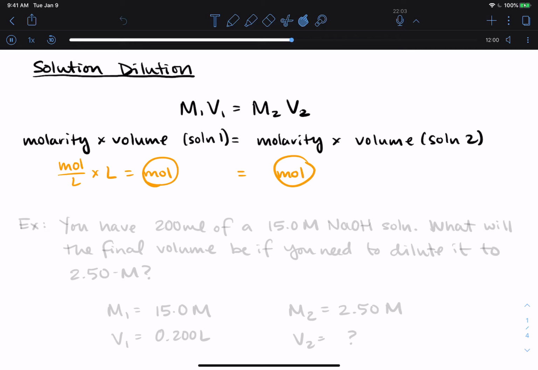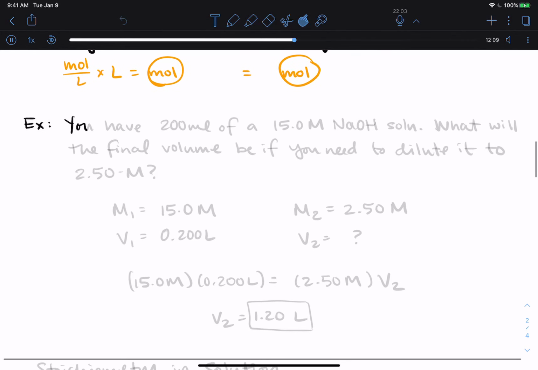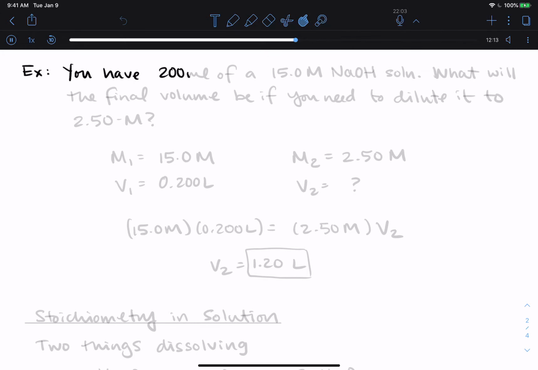All right, let's do a practice with this one. I won't pause this time. So this problem says you have 200 mils of a 15 molar sodium hydroxide solution. So this is pretty concentrated. What will the final volume be if you need to dilute it to a 2.5 molar solution?